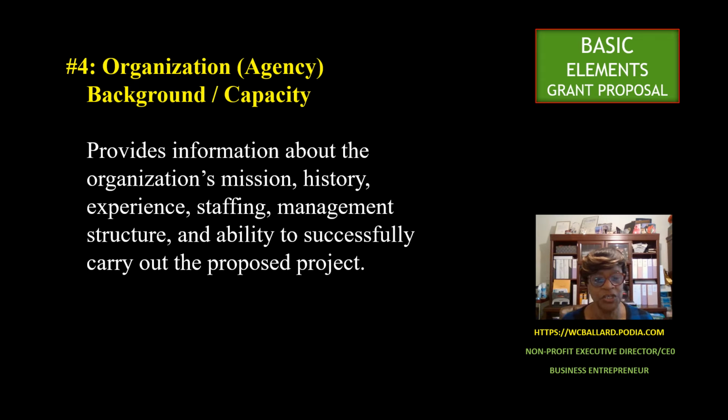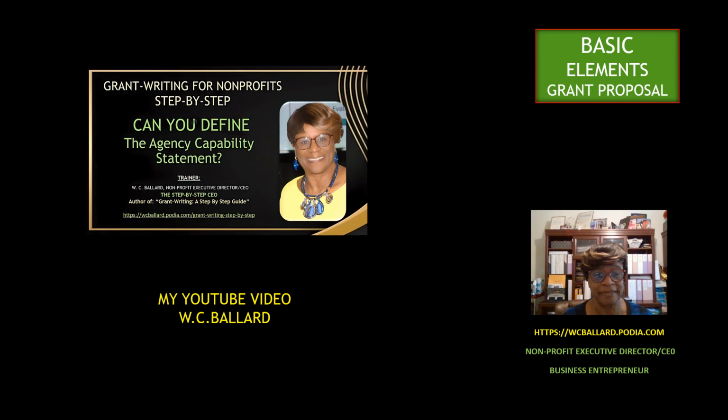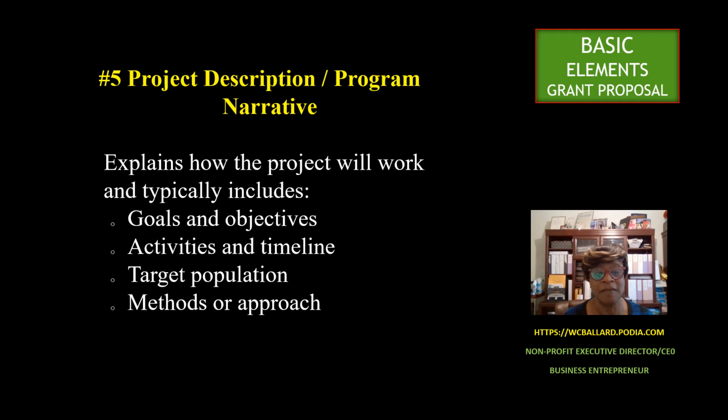Number 4, your organization's or your agency's background and capacity. It provides information about the organization's mission, your history, your staffing, how you manage your company and your structure, and your ability to successfully carry out the project that you are proposing for funding. If you want more information about it, go to my video, Can You Define the Agency Capability Statement?